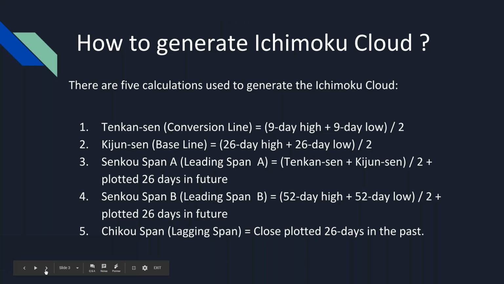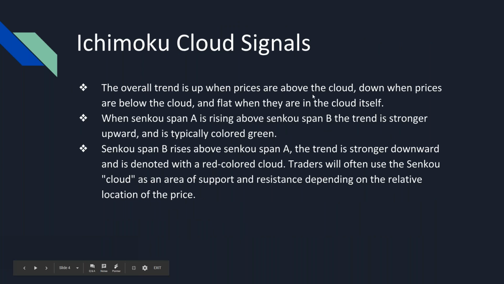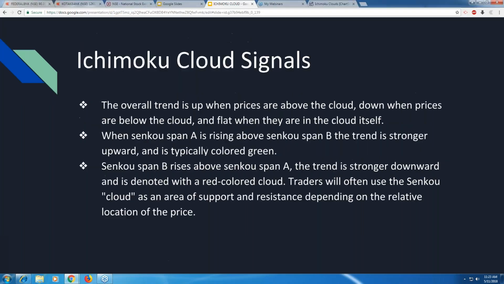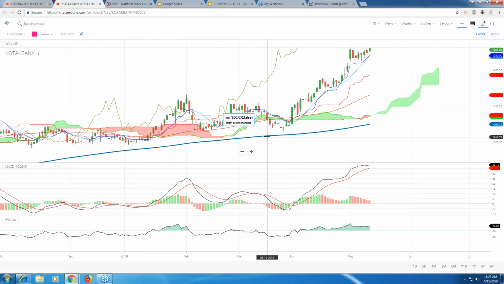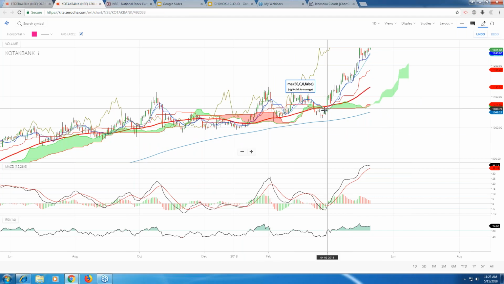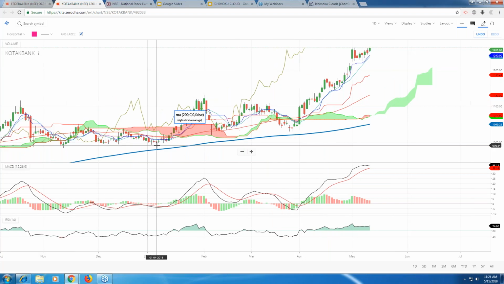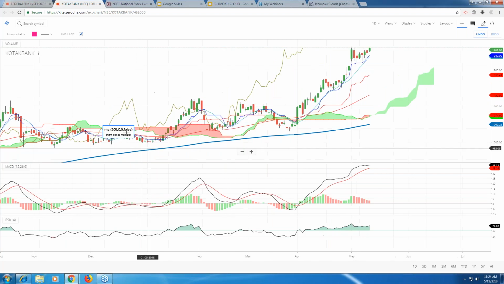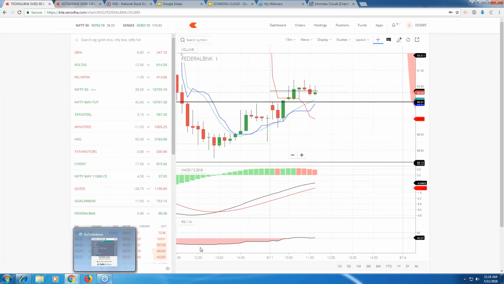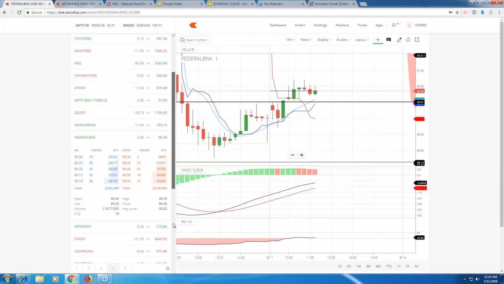It says the overall trend is up when prices are above the cloud, down when the prices are below the cloud, and flat when they are within the cloud itself, right? So that is, I think, very clear. I'm taking this example only. This is Kotak Mahindra Bank. When the price is above this cloud, see here, it's heading up, right? Whenever the price is below the cloud, out here, I'll show you another example.